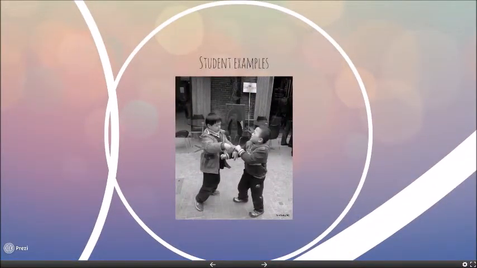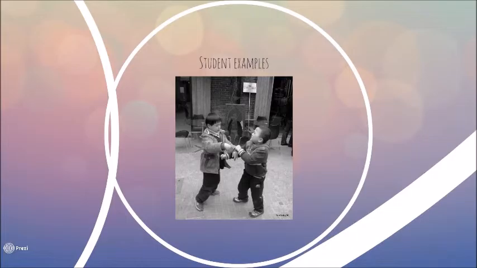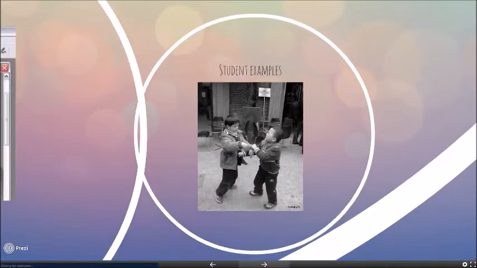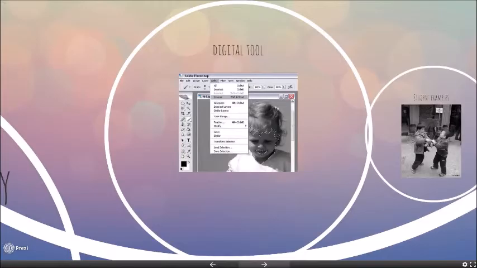An example of how you could use this in the classroom is have students take photos and then go into the program Photoshop and edit them to be black and white.